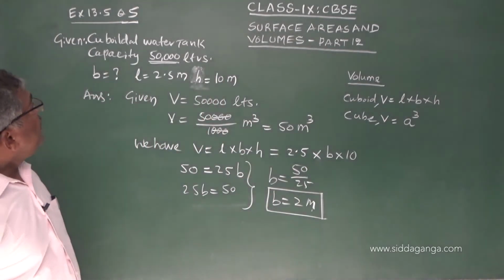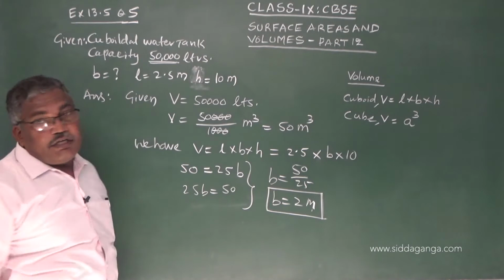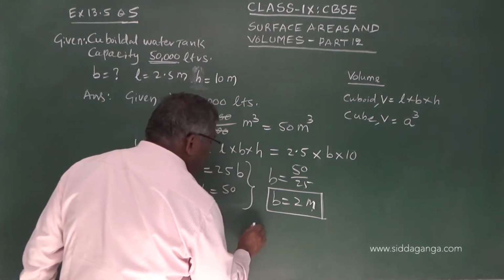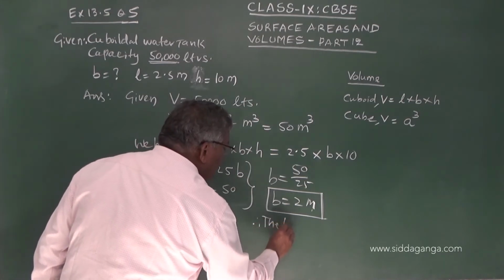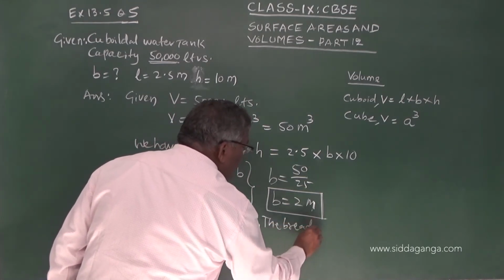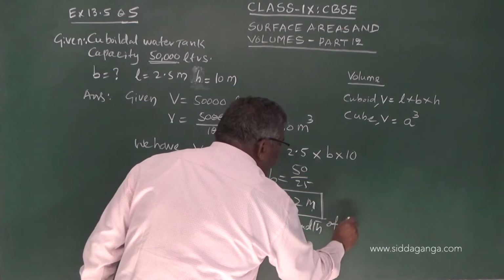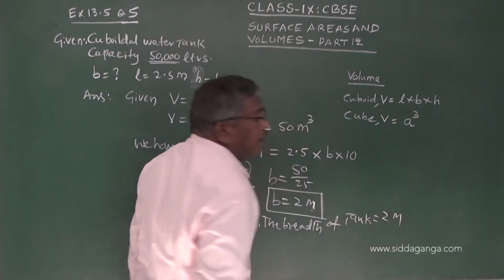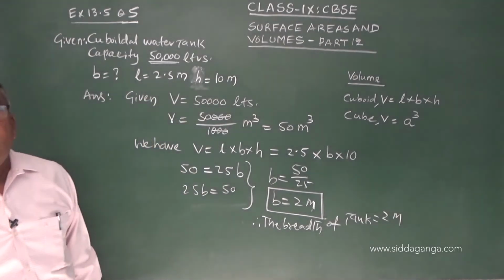So the breadth of the tank is 2 meters. Therefore the breadth of the tank equals 2 meter. This is the concluding answer.